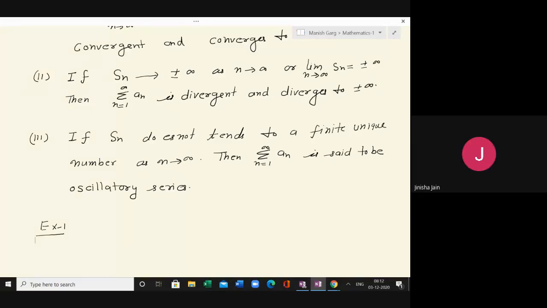Sir, in the second case also, Sn is not tending to a finite number. Yes. So if I am writing plus minus infinity, that is the meaning of this. So coming to the second case also, an oscillatory series will come. This oscillatory series, I told you, is a type of divergent series. You can say non-convergent, but if the question asks for the particular type of series and you say non-convergent, the teacher can cut half marks because it is a particular type of series, so you can mention it.